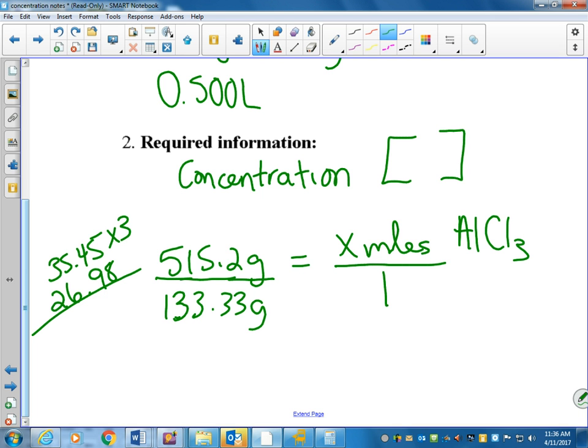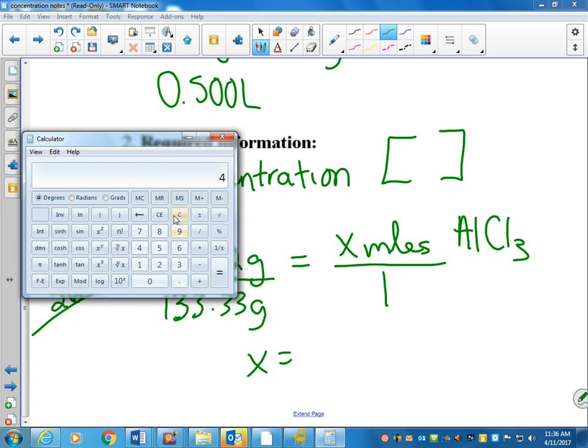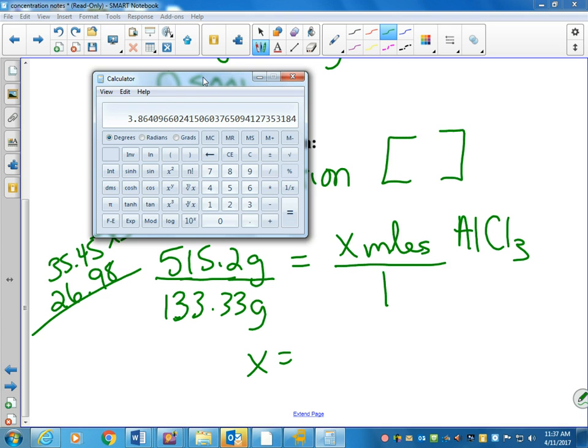I can't listen and write at the same time. I'm sorry. So this is cross multiplying, but really x over 1 is just x. So basically we do 515.2 divided by 133.33, and we get, did anyone do that? 515.2 divided by 133.33 gives me 3.864.